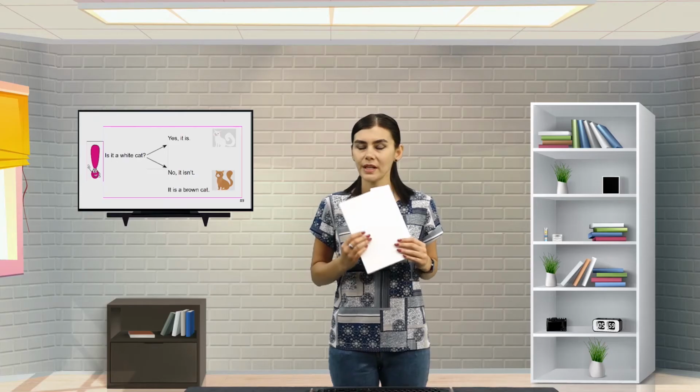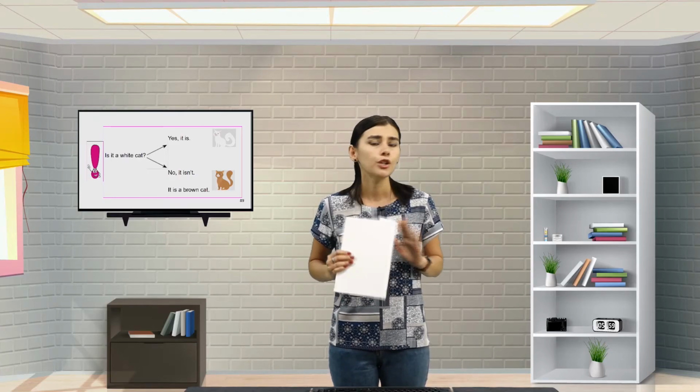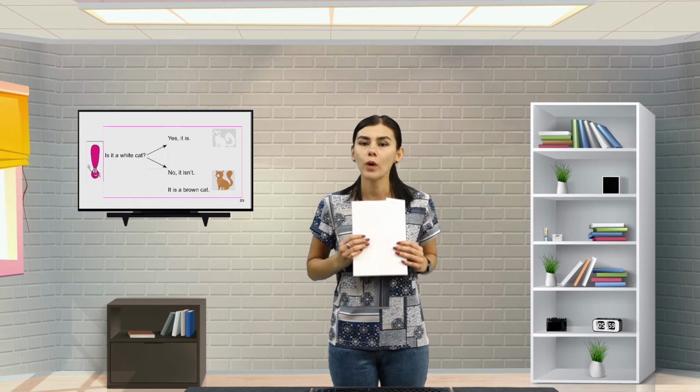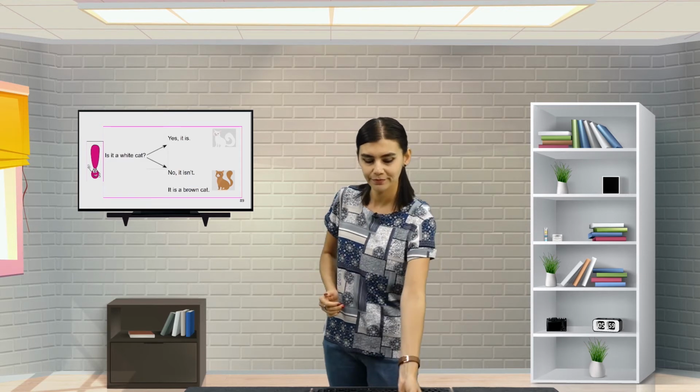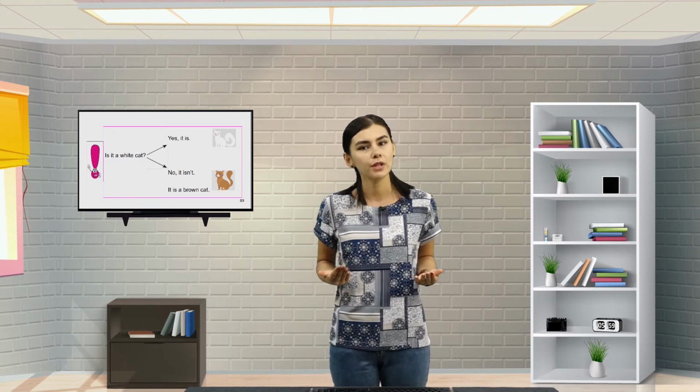Look. Is it a blue book? No, it isn't. It's a white book. Let's go back to exercise 1. Remember, there are 2 negative answers, but they are short. Let's make full answers. Look at picture 3. Is it yellow? No, it isn't. It's purple. Number 6. Is it purple? No, it isn't. It's yellow.